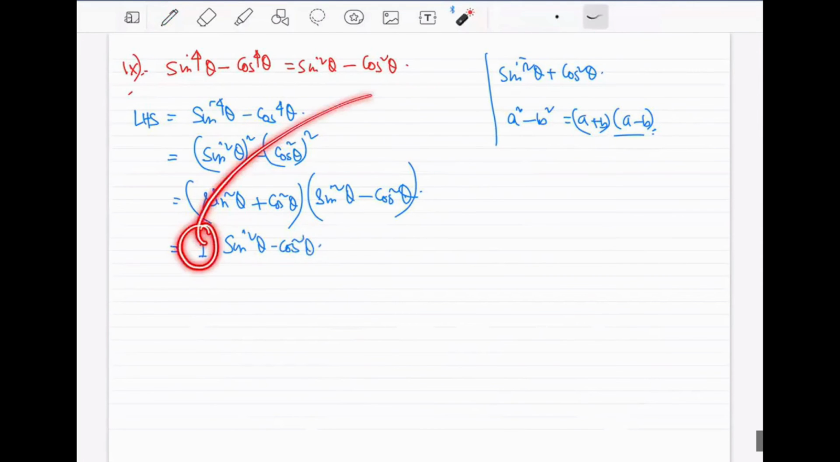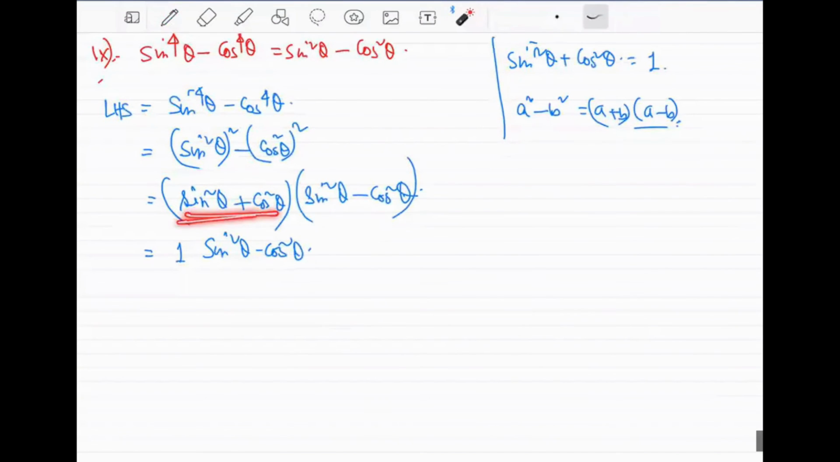This part is equal to 1. I've just written it here, I haven't completed it. So I'm writing this part as equal to 1, and this part is still there. You can write 1, you can ignore 1. So we're ignoring this.